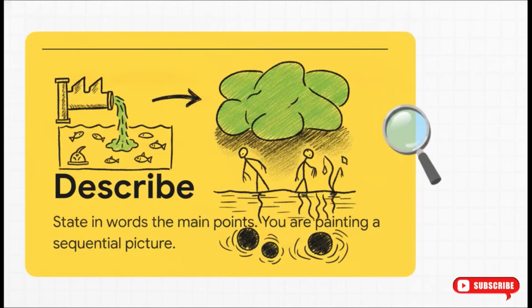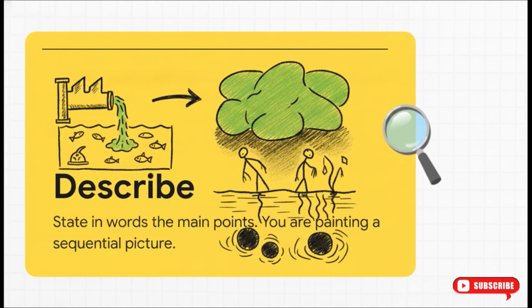Okay, another absolutely critical command word is describe. According to the syllabus, this requires you to state in words the main points of a process or phenomenon. So it's not just a simple bulleted list, it's a narrative. Let's look at eutrophication. This is a classic area where students drop marks left and right. To describe eutrophication, you can't just throw out a bunch of random keywords. You have to walk through the chain reaction like you're telling a story.